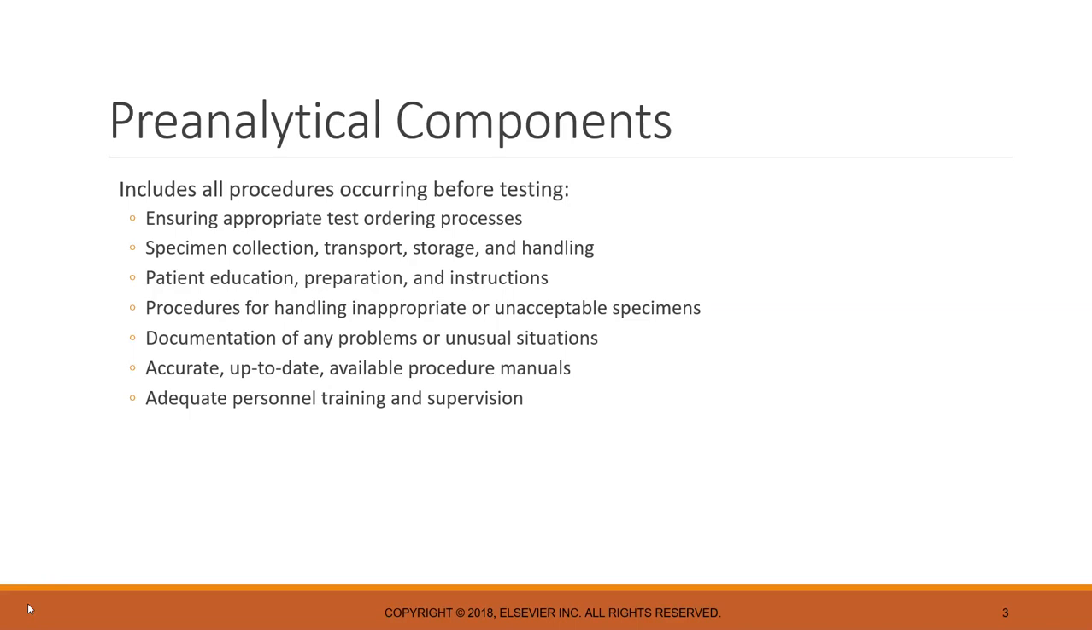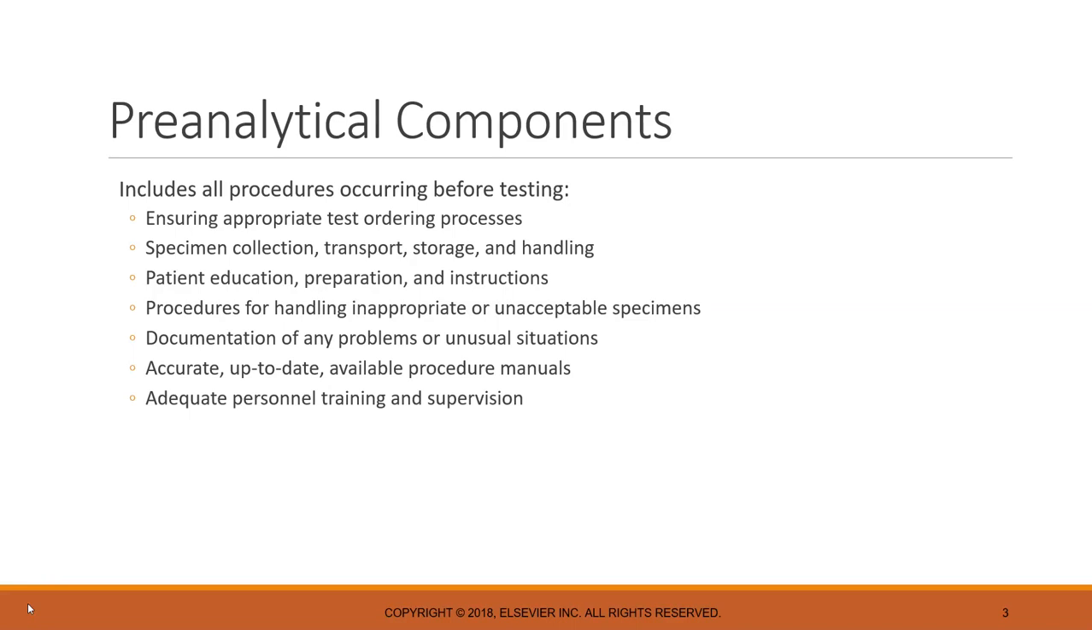First, we need to ensure appropriate test ordering processes. People need to be trained on how to use a laboratory information system, or if you're using paper to put the test, what information needs to be on that requisition and how that's properly filled out. Specimen collection, the transport of that sample, the storage of that sample, and the handling of that sample are crucial for the quality of laboratory results.